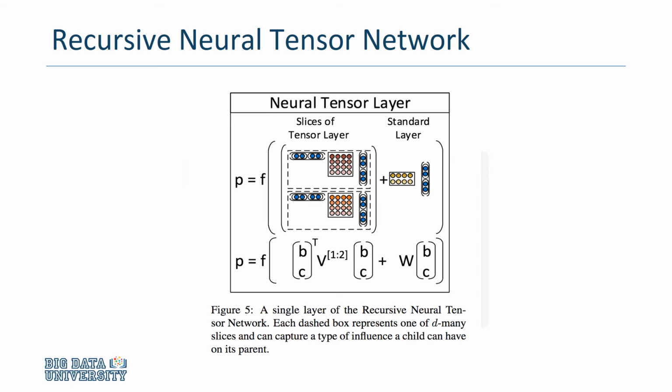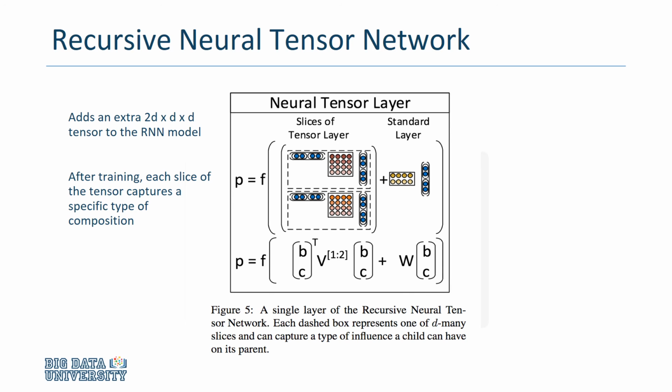The recursive neural tensor network, or RNTN, uses a powerful fixed-size compositionality function that only takes the word's vectors as arguments. The model is not parameterized by matrices, but it adds a 2D by D by D tensor that is used in the function. This tensor is also trained with the model. Each of the D slices captures a different type of composition, so intuitively, it is more capable of learning than the basic recursive neural network.